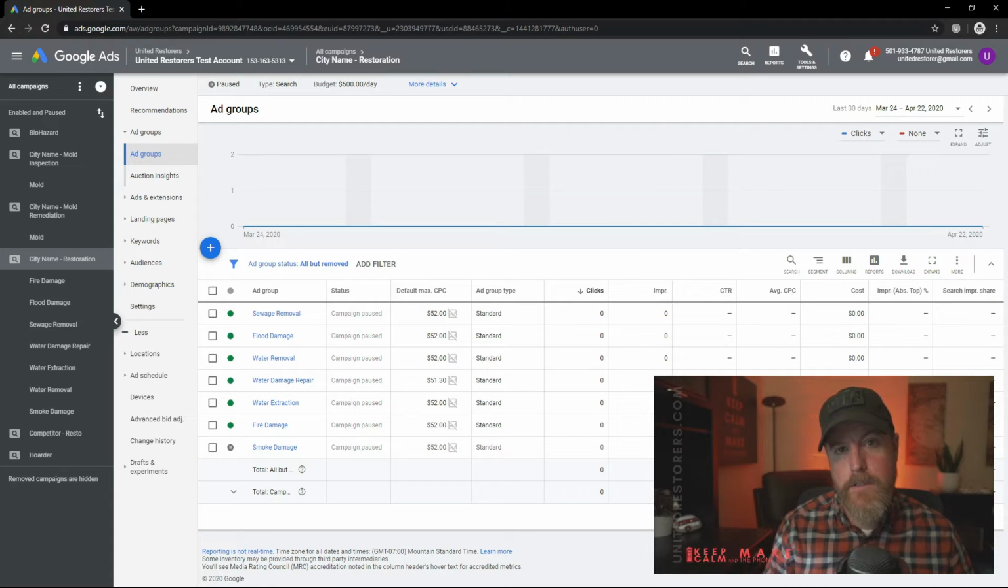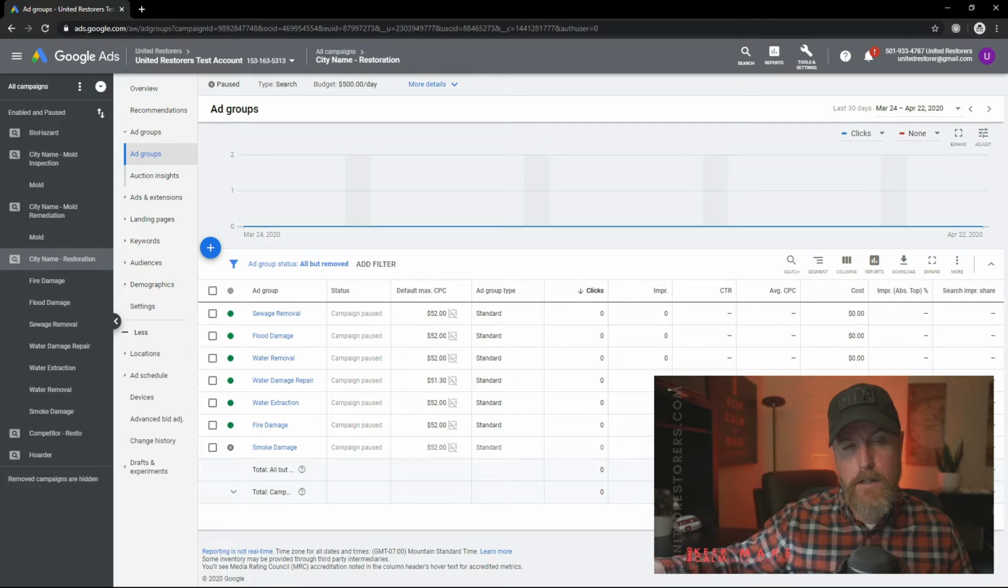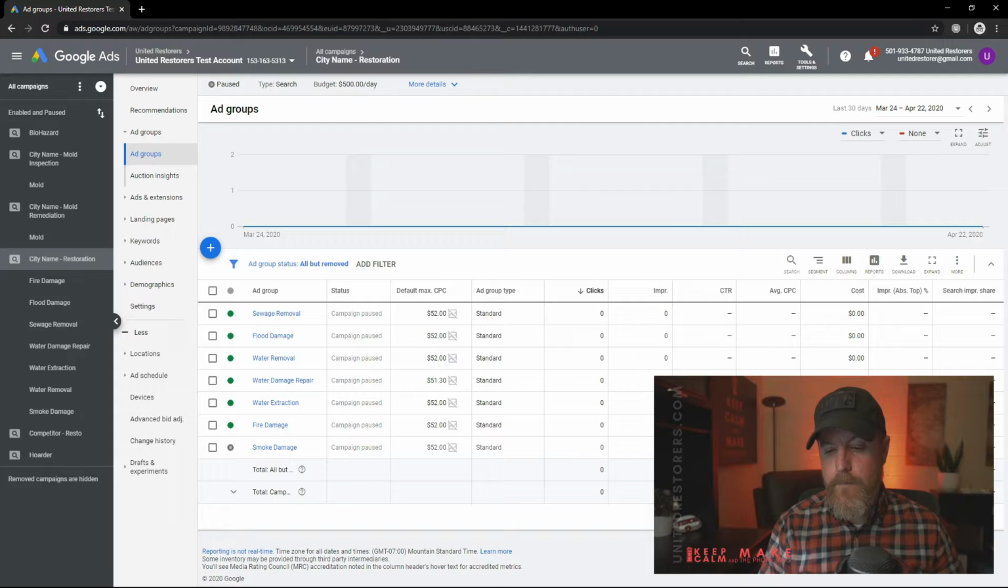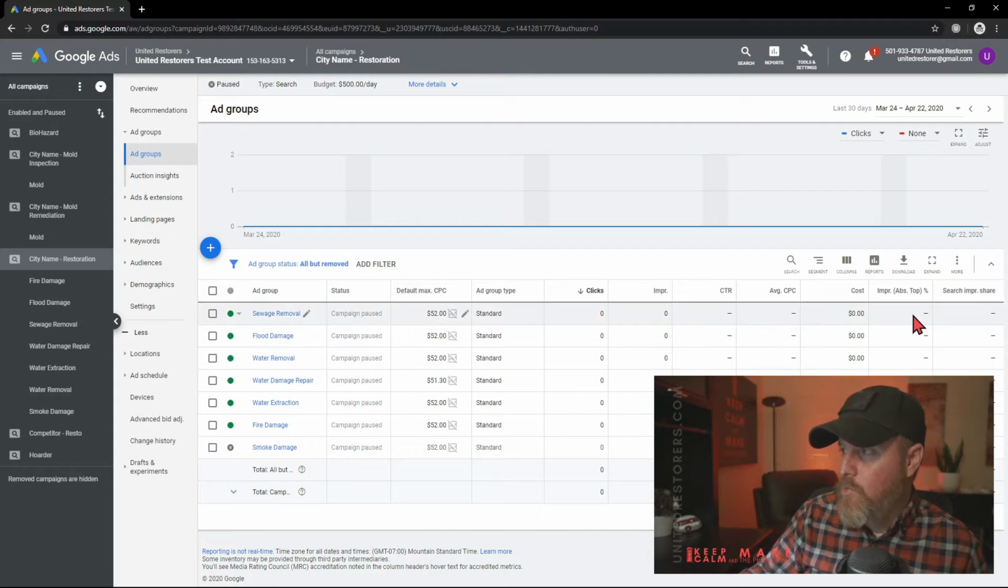Impression absolute top percentage is essentially the average time you occupy the number one spot on search results. What I have noticed since this became standard in October of 2019 is that this column really should be over 80%. I don't see it in the 90s very often. But here's what I'm going to say about this: if your percentage is in the 15s or the 20s, you're not doing yourself any favor.